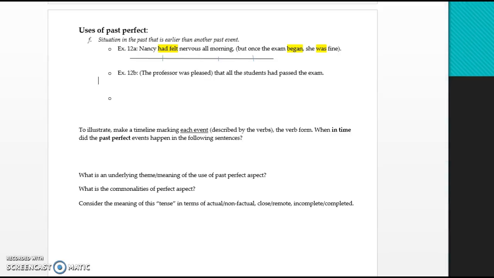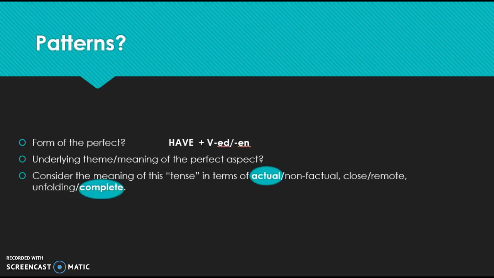Okay, so what's the underlying theme or meaning of the past perfect aspect? What's the commonalities? Well, the form is going to be the have plus the verb plus the ed, en, and these are always going to be actual events. Close and remote, again, depends on if it's present or past, and these are going to be completed or book-ended events.